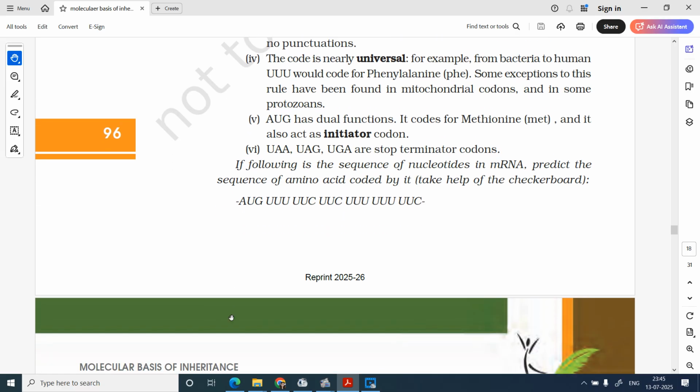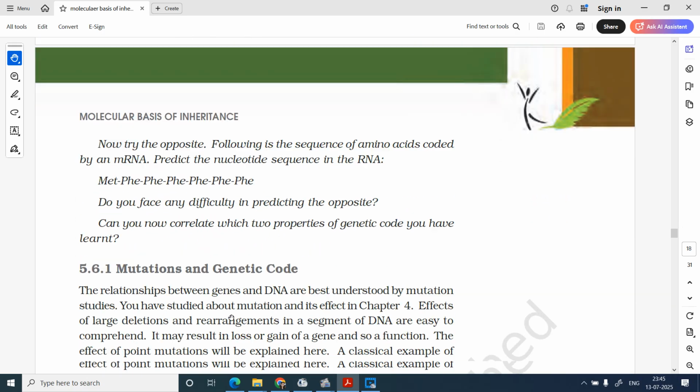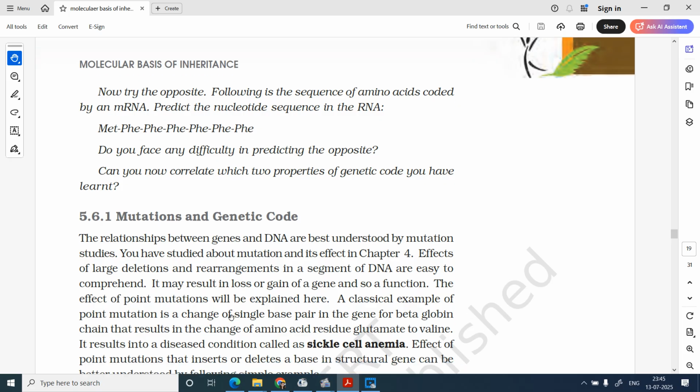If the following is a sequence of nucleotides in mRNA, predict the sequence of amino acids coded by it, taking help of the checkerboard. Now try the opposite. Following is the sequence of amino acids coded by an mRNA. Predict the nucleotide sequence in the mRNA. Do you face any difficulty in predicting the opposite? Can you now correlate which two properties of the genetic code you have learnt?